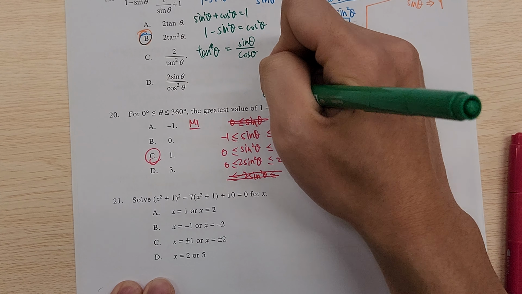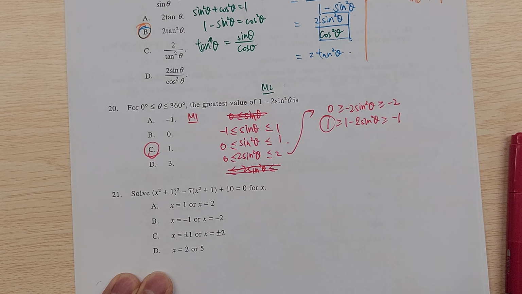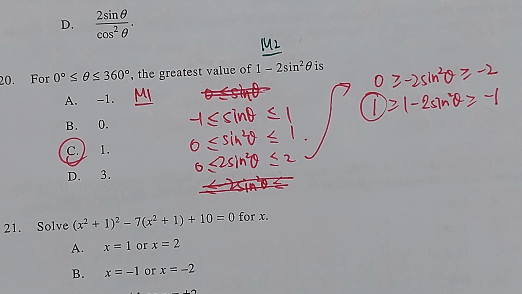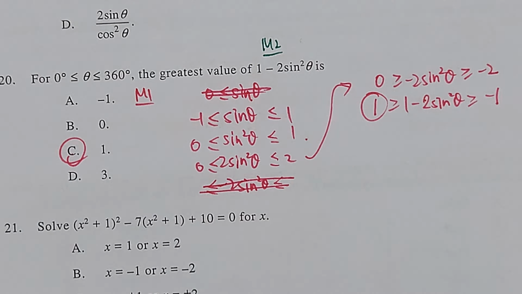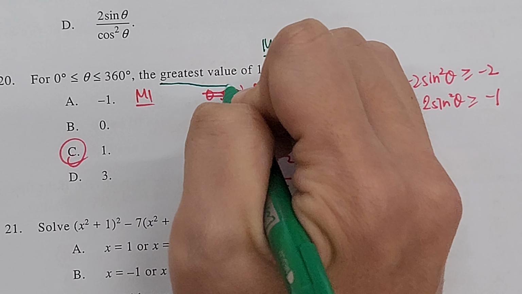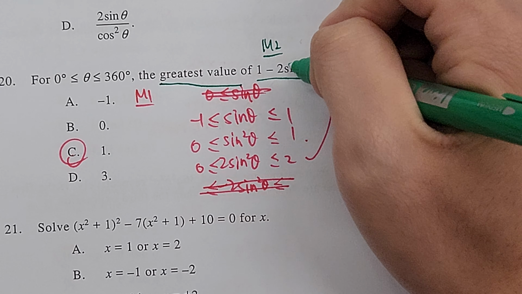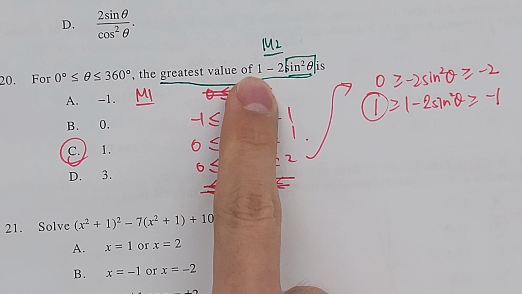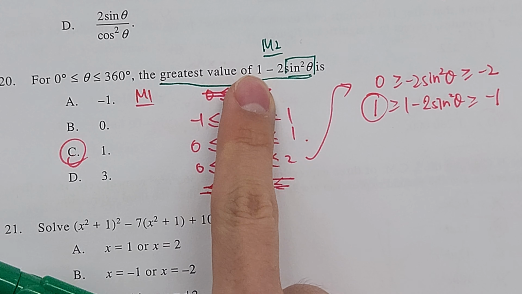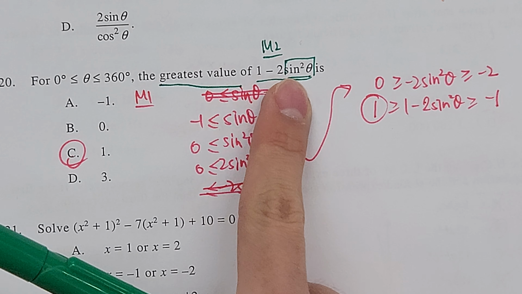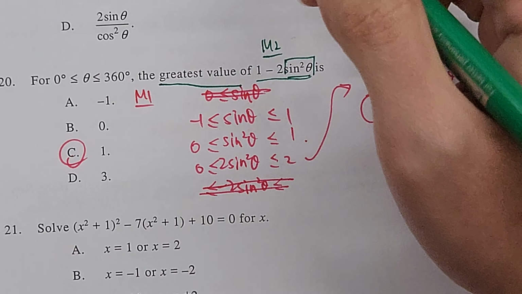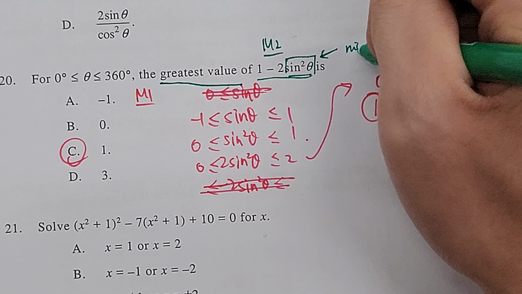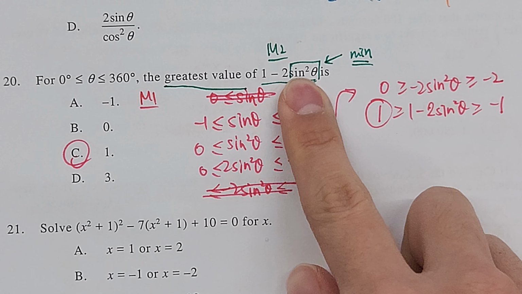For method 2, it's easier because what we need to think about is that today we are just looking at finding the greatest value of these expressions. Then what do we need for our sine square theta? Because it is 1 minus something, right? We want the 1 minus something, okay? And for the sine square theta, we need to find out the minimum.